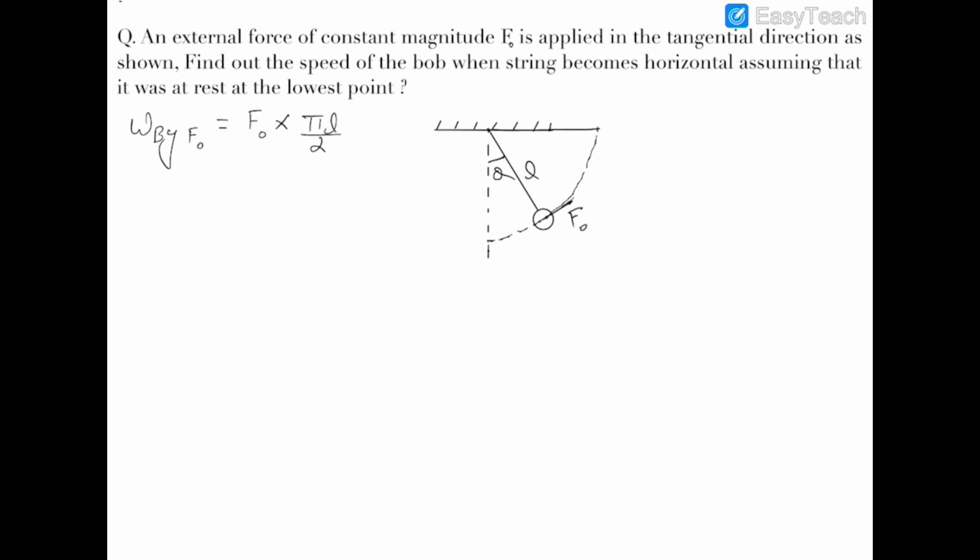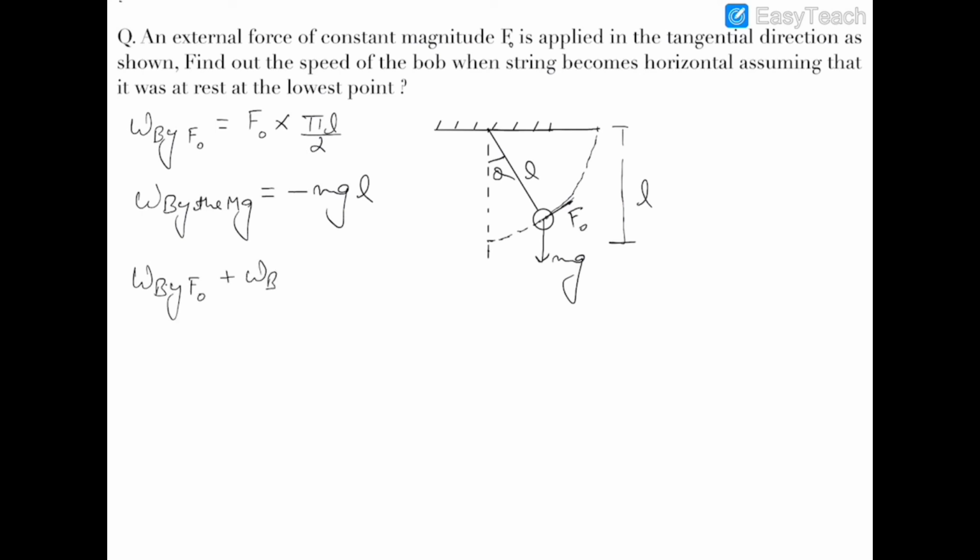Now as the ball is approaching in the upward direction, the work done by the mg will be negative, minus mg into height. This height is L, so it would be minus mgL, and the negative sign shows that mg is acting in the downward direction and the ball is approaching in the upward direction. So the work done by F naught as well as the work done by mg is equal to the change in kinetic energy.